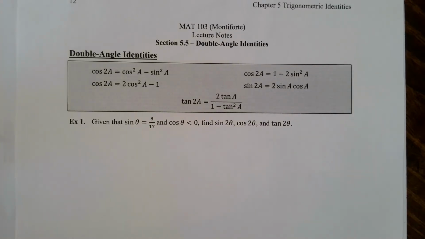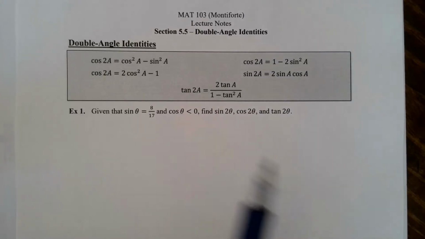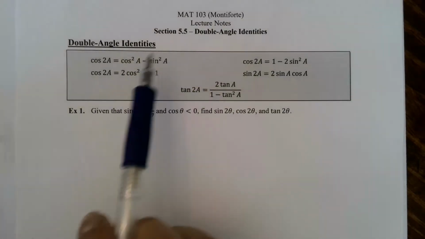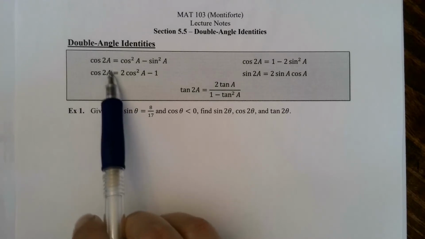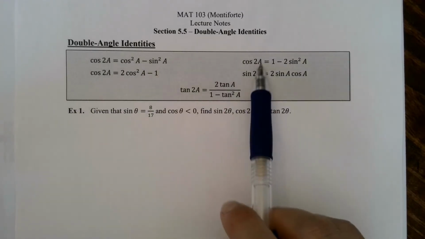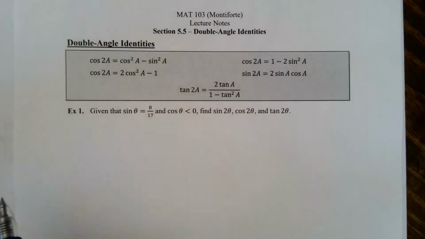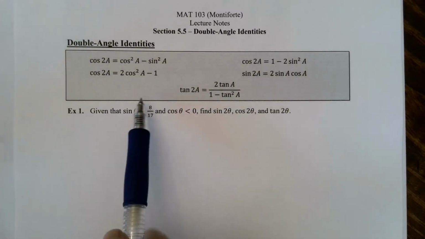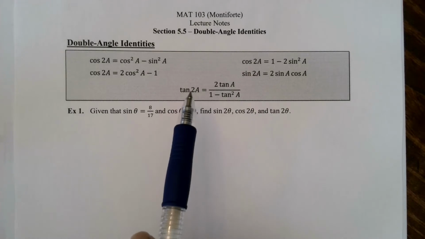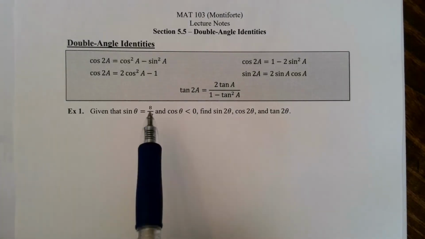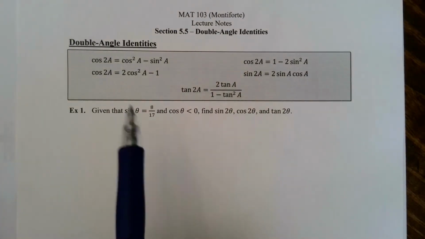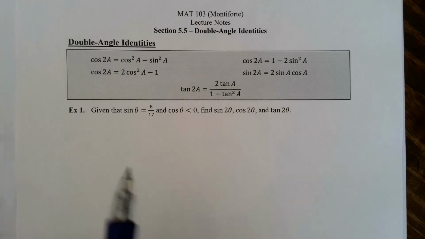5.5, double angle identities. Okay, so here are our double angle identities. Double angle means 2 times the angle inside of our argument. You'll just need to go through these. Again, you'll be able to have this on your quizzes and your homework and your test. So you don't necessarily need to memorize it, but you need to know how to use it.